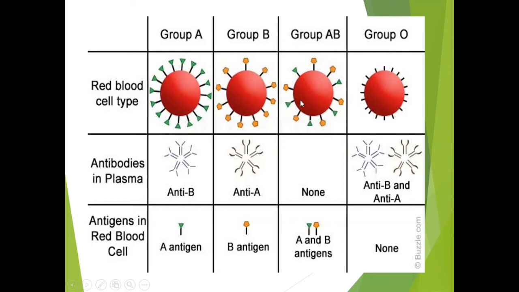While for blood group O, no antigens are on the surface of the RBC, so both antibodies are present in the plasma.